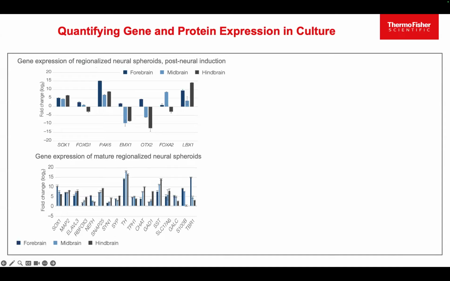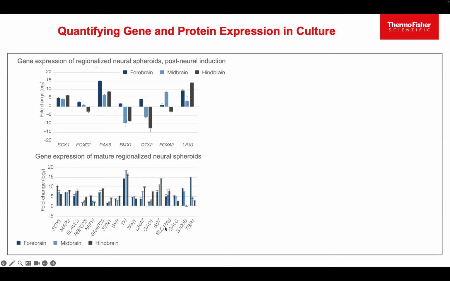Again, it plays a crucial role in dopaminergic neurons. And then the hindbrain spheroids, as you see here, express more of those early hindbrain markers like LBX1. All three populations, as you see here, produced or express fairly similar levels of something called SOX1. SOX1 is a fairly non-specific marker of neuroprogenitors.